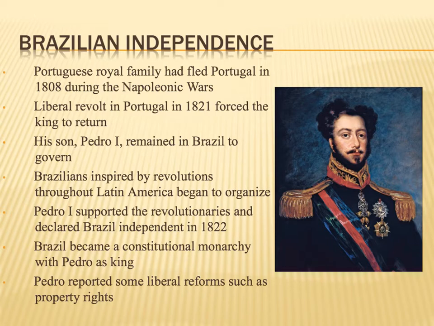And so Brazil became a constitutional monarchy with Prince Pedro becoming king. He did institute some liberal reforms like the protection of private property, but overall this was a much more conservative revolution because they're still maintaining a monarchy.